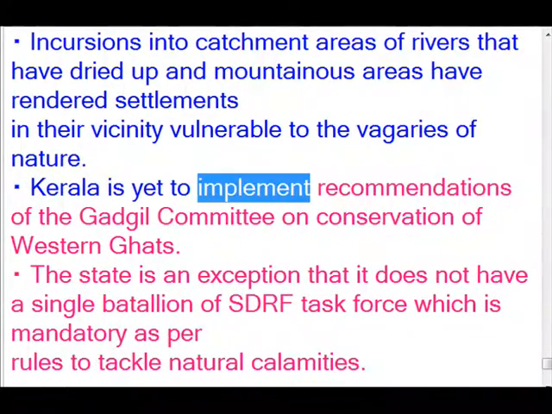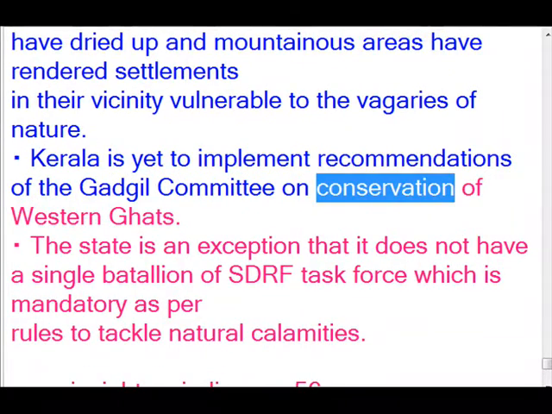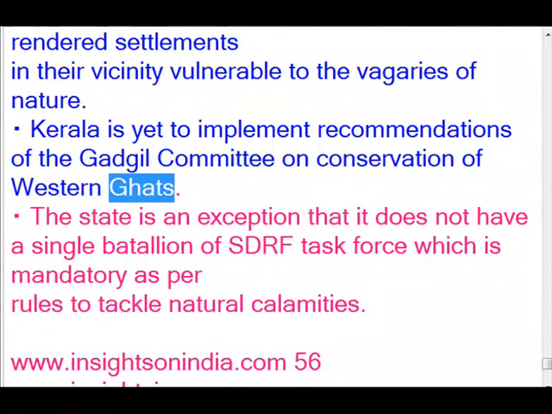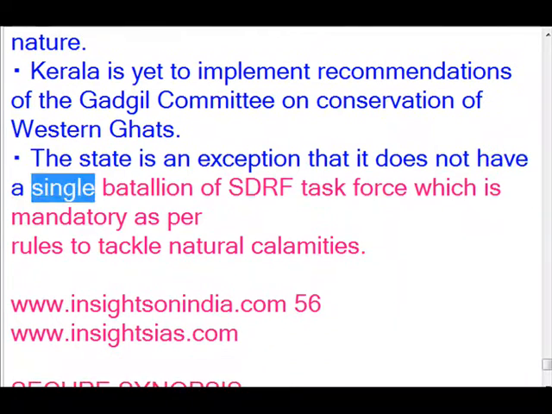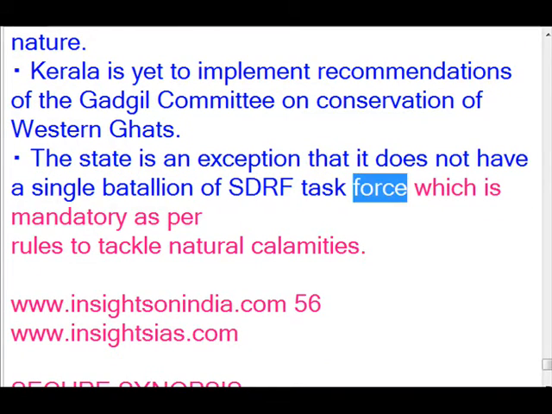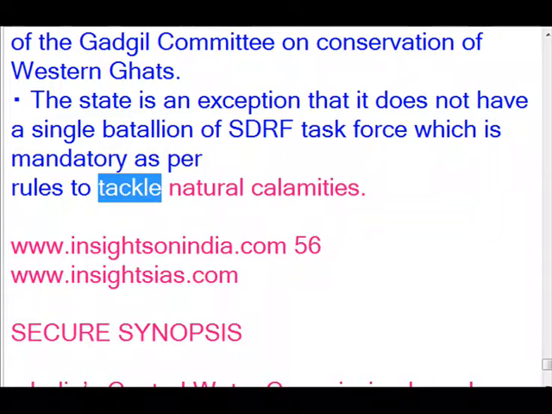Kerala is yet to implement recommendations of the Gadgil Committee on Conservation of Western Ghats. The state is an exception in that it does not have a single battalion of the SDRF task force, which is mandatory as per rules to tackle natural calamities.